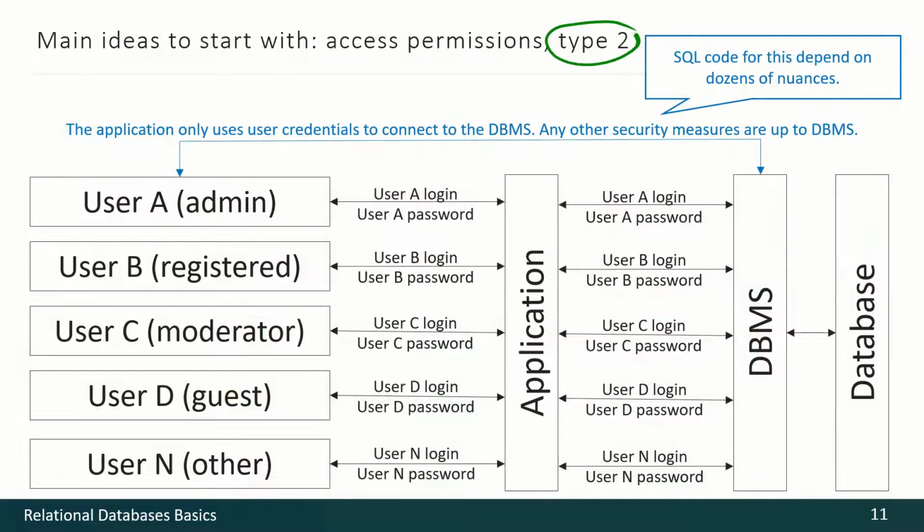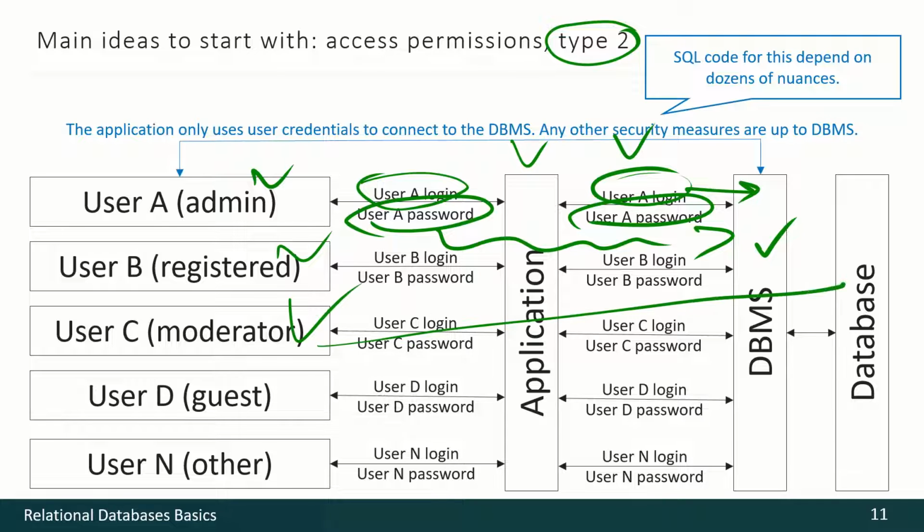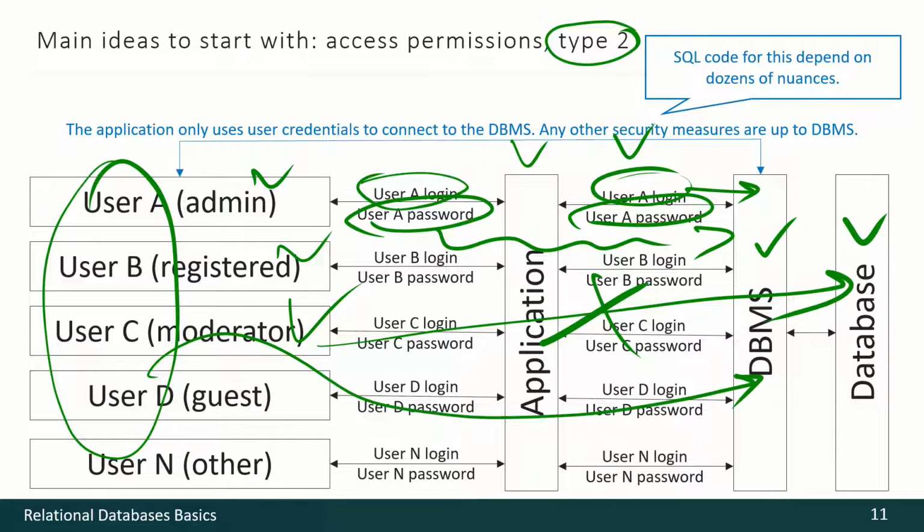The second approach is multi-user, because each user has some credentials and those credentials are used to authorize the user on DBMS level. The application only passes this information to DBMS, and then DBMS controls who and what can or cannot do with the database. Of course, you'll have to create all those users on DBMS level and manage their permissions, but this approach gives us huge flexibility and reliability.